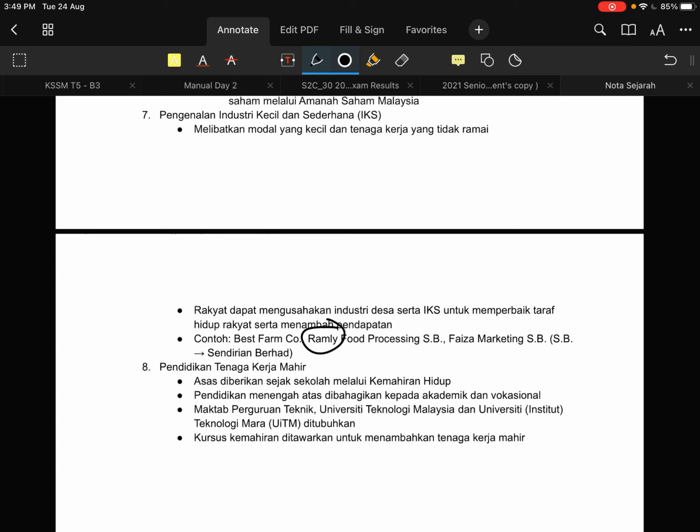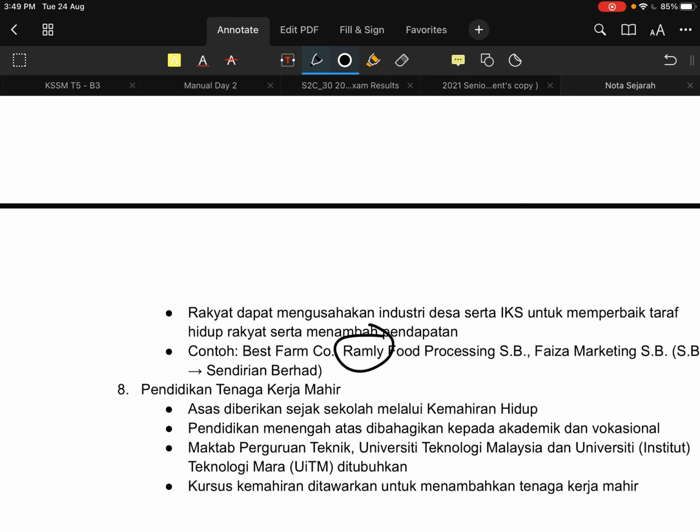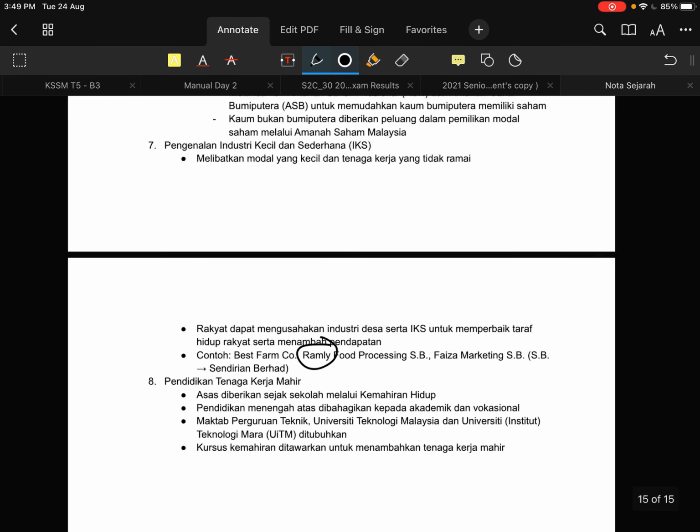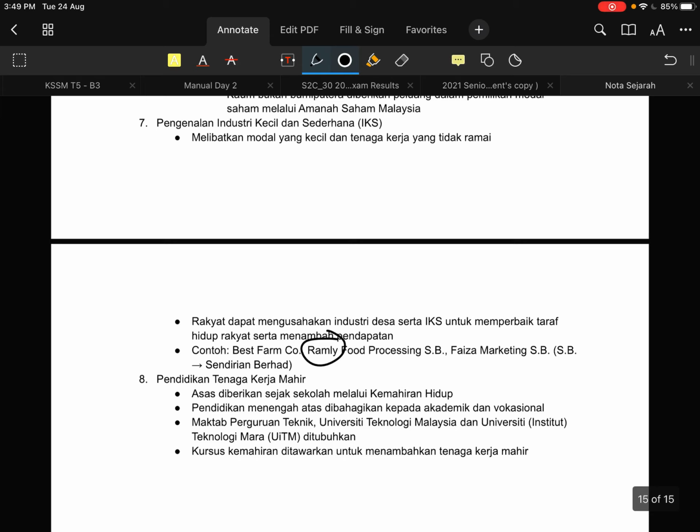But there's also other stuff like Best Farm and Faiza. These are all local businesses. And they all started as IKS, but now they're very successful in the country. And lastly, the last thing that they did in DEB is to improve the education system, so that they can prepare more students for the workforce, to prepare more people to do certain professions. So they give basics on Kemahiran Hidup. Because back before we got RBT, now we got RBT, right?